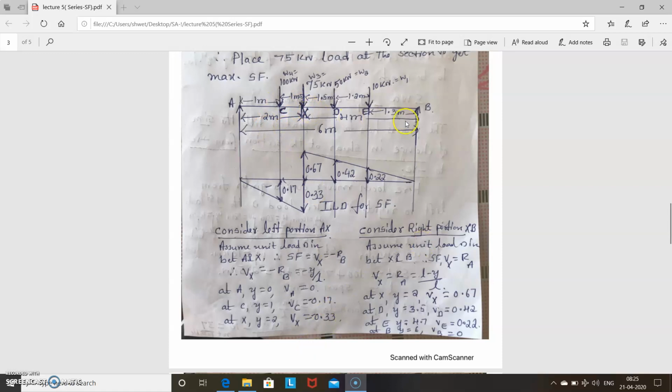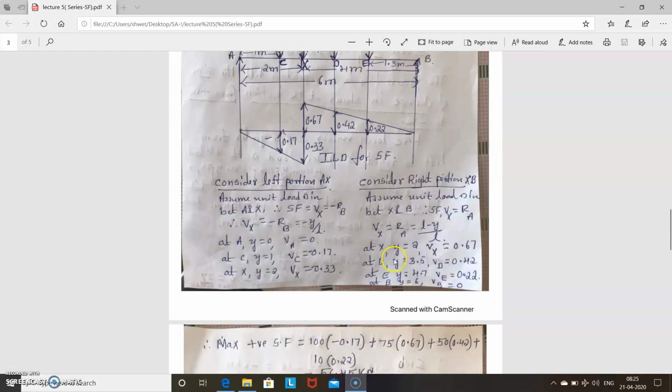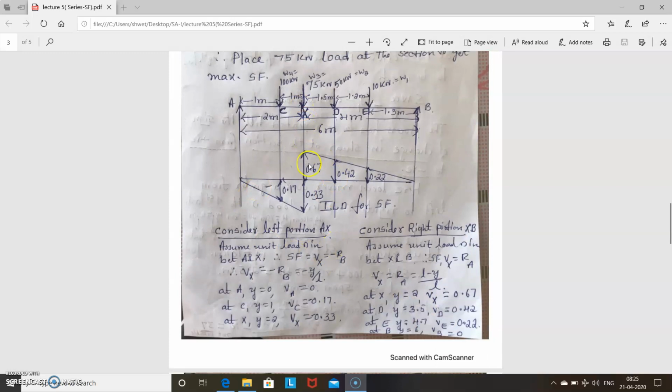Next, go to the right portion, meaning you have to assume the unit load is in between X and B. So what is shear force at X? Consider this side, AX. Shear force at X is RA, left side upward plus, so RA is L minus Y divided by L. Next, consider at different points. So first point is at X. What is Y? Y is equal to 2. If you substitute in this equation, you get 0.67.